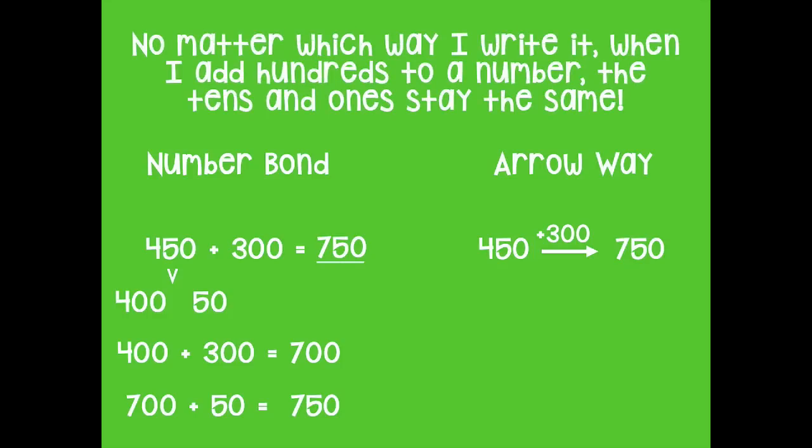So no matter which way I write it, the number bond or the arrow way, when I add hundreds to a number, the tens and ones place stays the same. That's pretty cool, right?